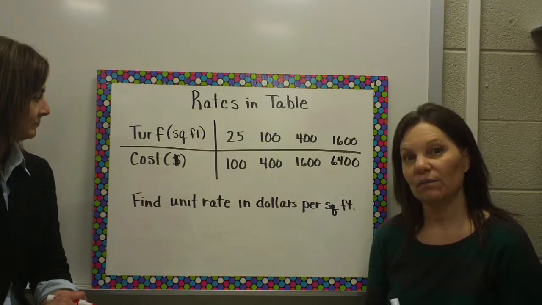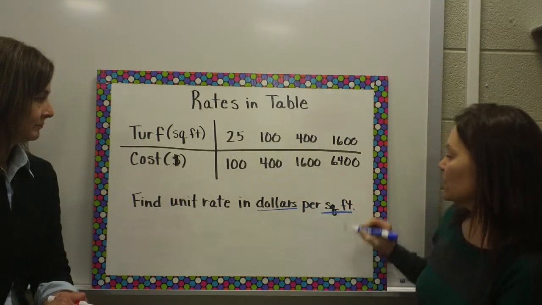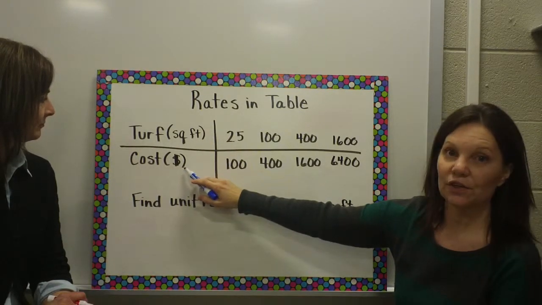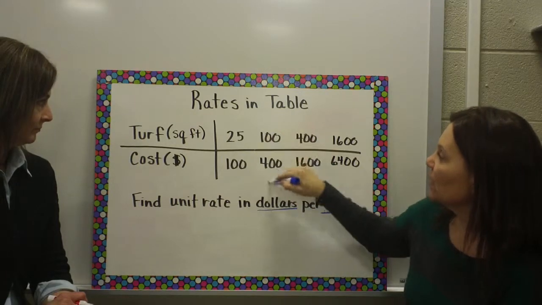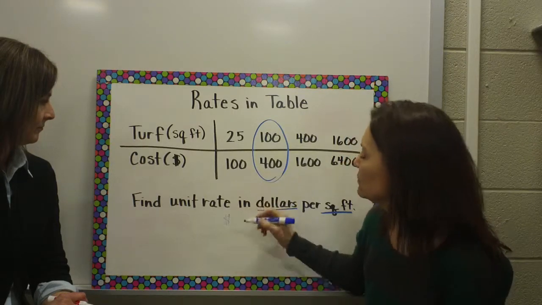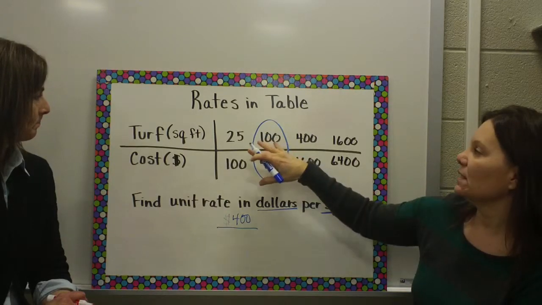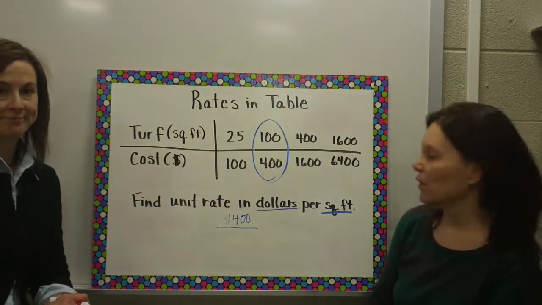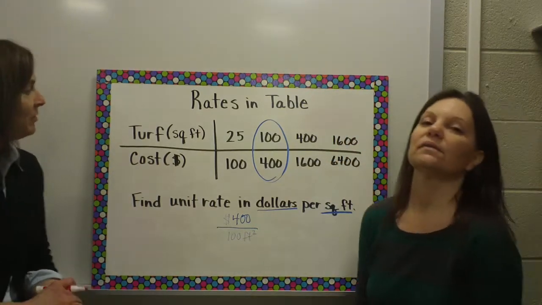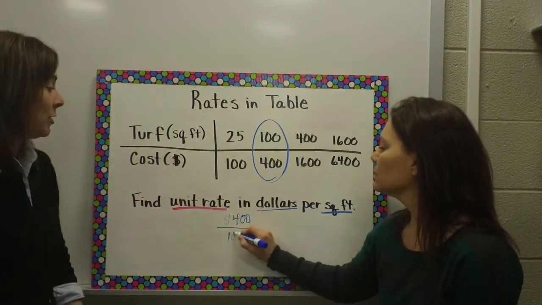Remember, we're going to be writing our rates in fraction form. Notice it says dollars first and then square feet second. So in my chart, I want to make sure I'm looking at the cost first, the dollars, and I'm going to choose this one here. So I will use 400. So writing that in fraction form, I have $400. And then square feet, notice in my chart, it's 100. So 100 square feet.